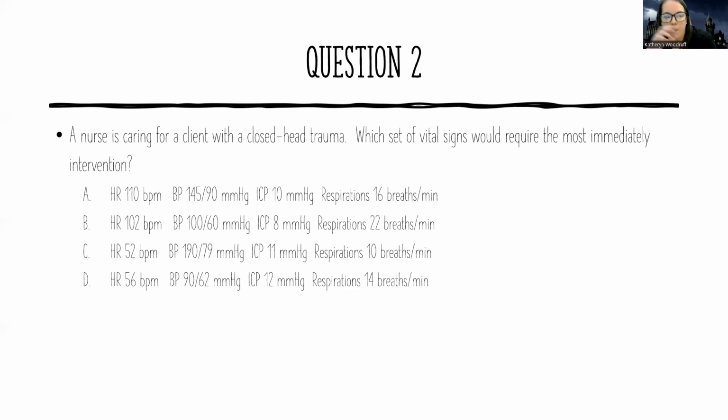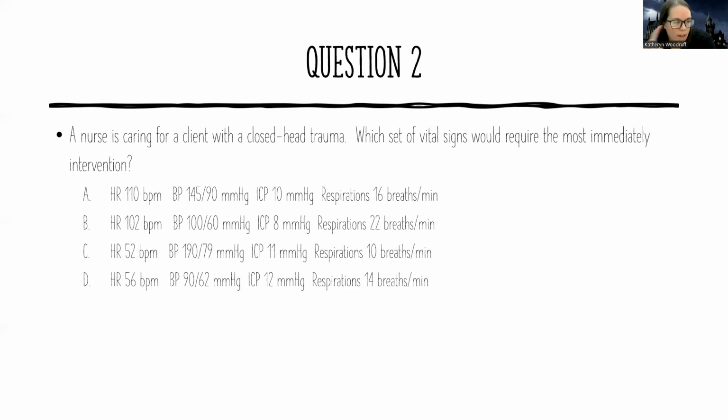And then also, I find it helpful on questions like this, if I have scrap paper, to put arrows or other things to talk about what's wrong. We're looking at the most immediate intervention, which means all these vitals might be reportable, but which one is going to lead to death the quickest?